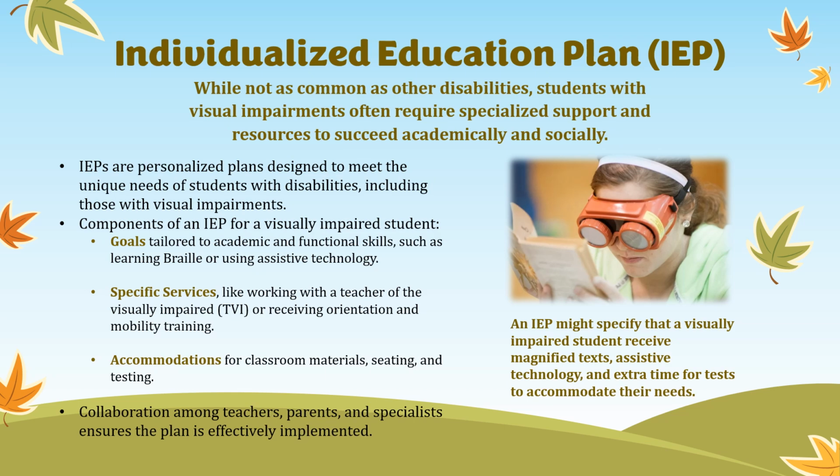The components of the IEP include goals that are tailored to academic and functional skills directly to the student, specific services like working with a teacher of the visually impaired, or TVI, and the accommodations for classroom materials, seating, and testing. Collaboration among teachers, parents, and specialists ensures the plan is effectively implemented and is very important. An IEP might specify that a visually impaired student receive magnified text, assistive technology, and extra time for tests to accommodate their needs.